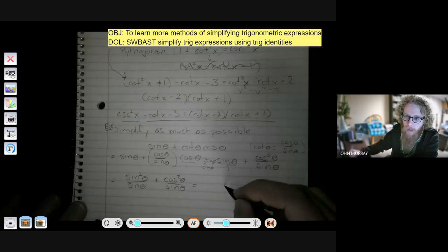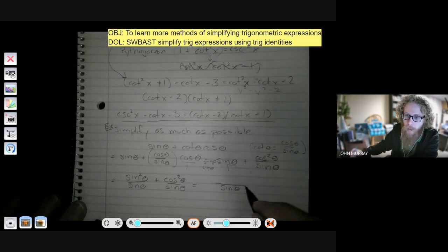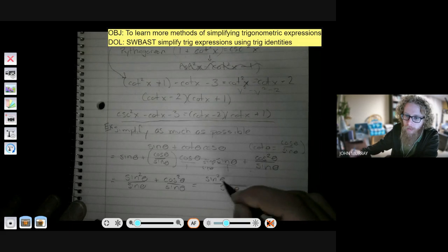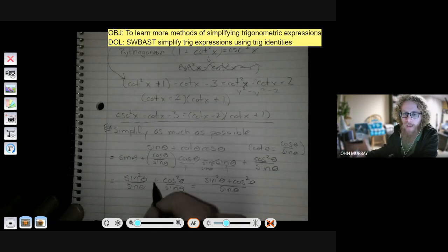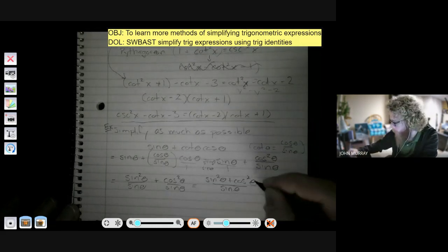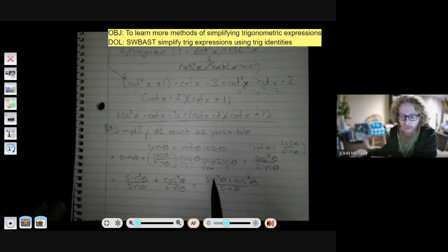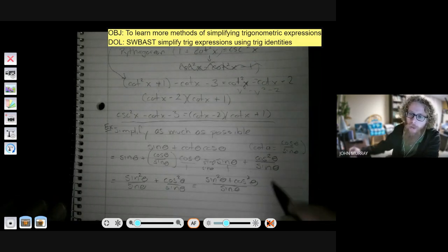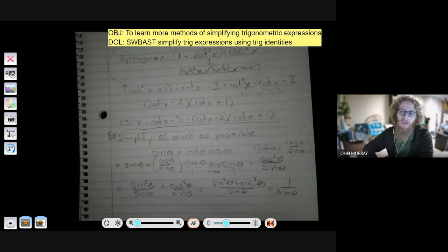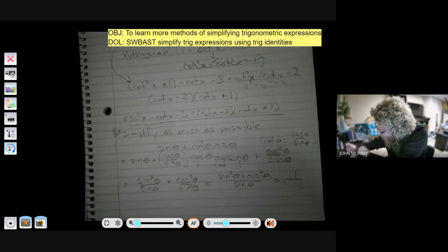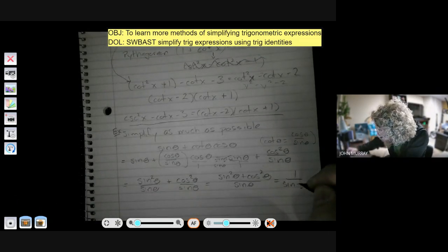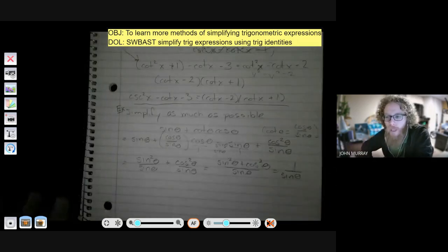Now that they have the same denominator, we treat it like a normal fraction. I combine the numerator, sine squared plus cosine squared. And now this is real simple. Anytime you see a sine squared plus cosine squared, we replace it with a 1. That's real nice. That's real easy. So I have 1 over, let me make that look a little nicer, I'm getting a little sloppy with my thetas. So I have 1 over sine theta.